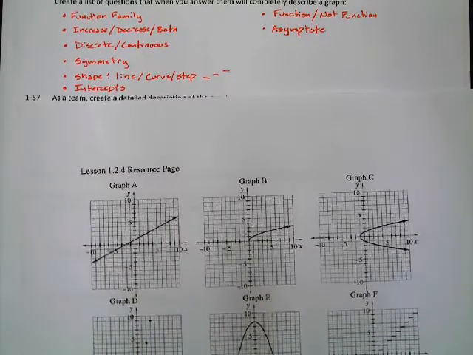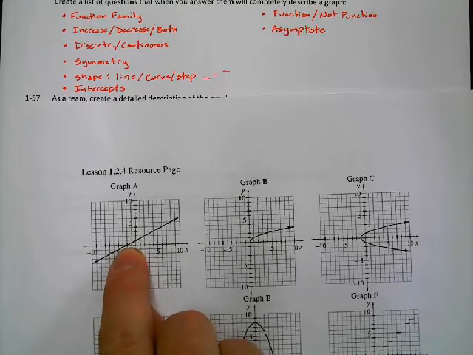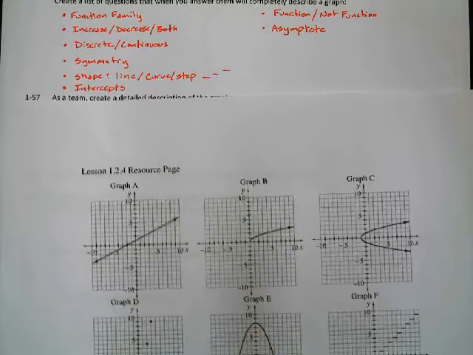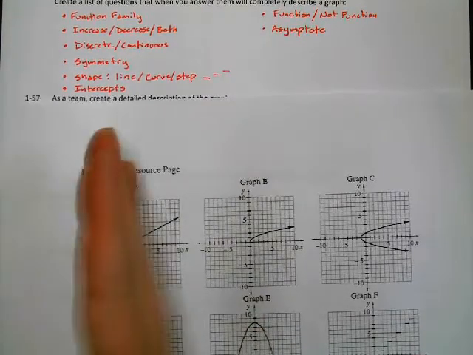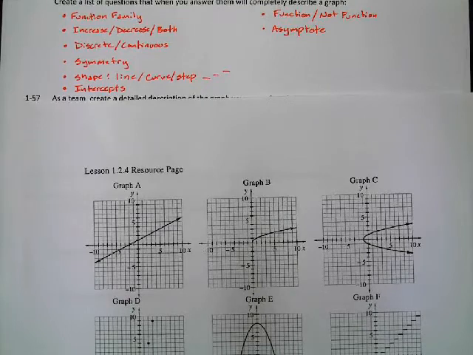Shape, it's a line. Intercepts, it's got an x-intercept here at -2. It's got a y-intercept here at 1. Function, not a function? That is a function. It passes the vertical line test, so it's a function. Are there any asymptotes? No, asymptotes are usually with exponential functions.